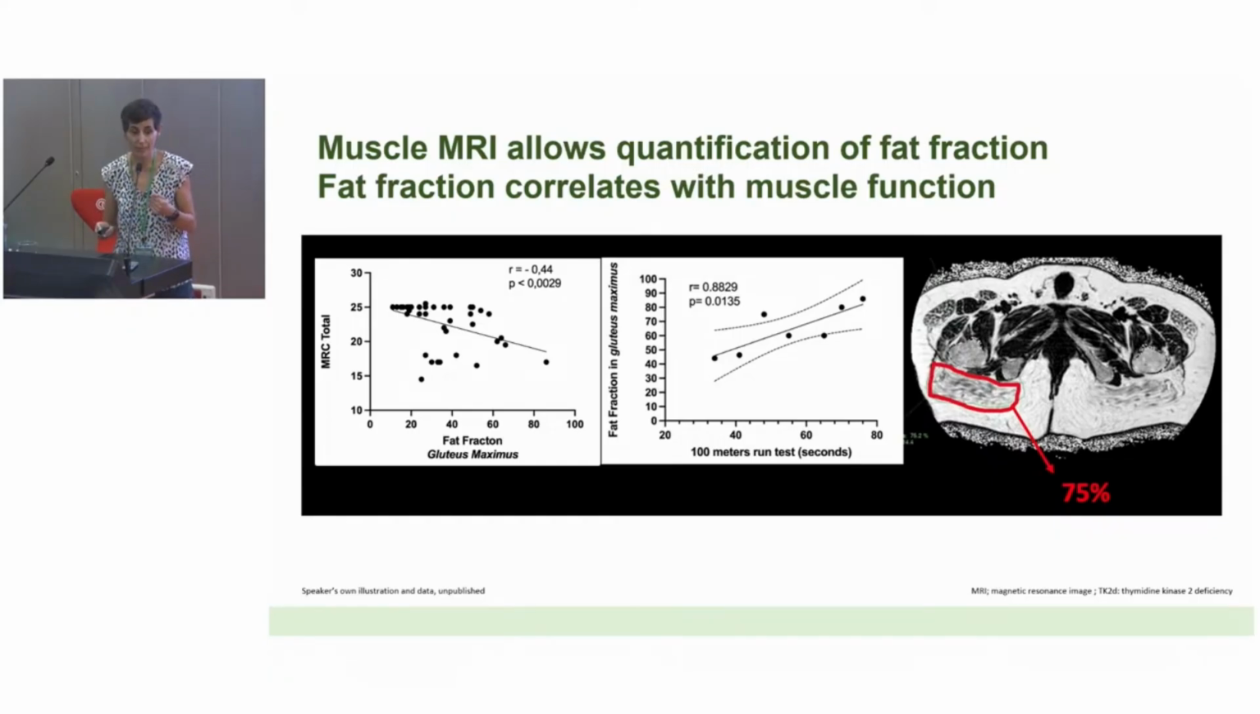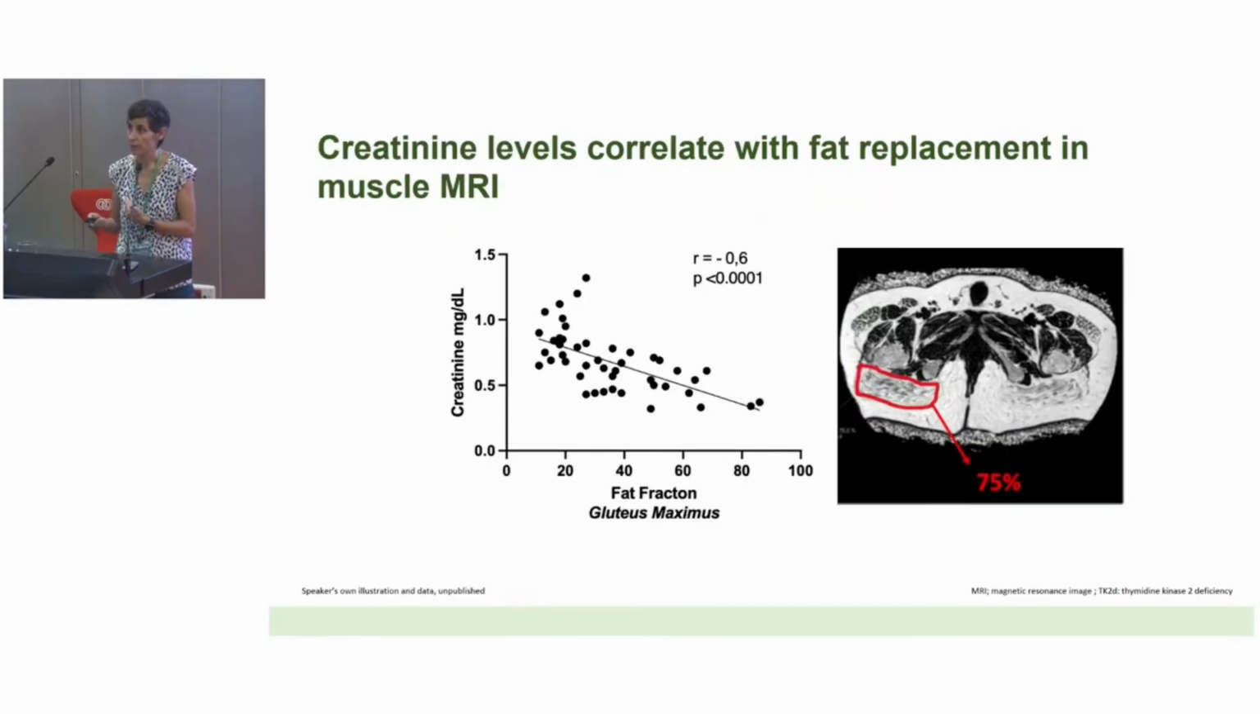I told you before that creatinine was the best predictor of the muscle degeneration. Well, here you see the good correlation between the creatinine levels and the fat fraction in the gluteus maximus. So these two tools are the best way to assess the amount of muscle involvement in patients with mitochondrial myopathies, and also useful to track the progression of the disease over time.